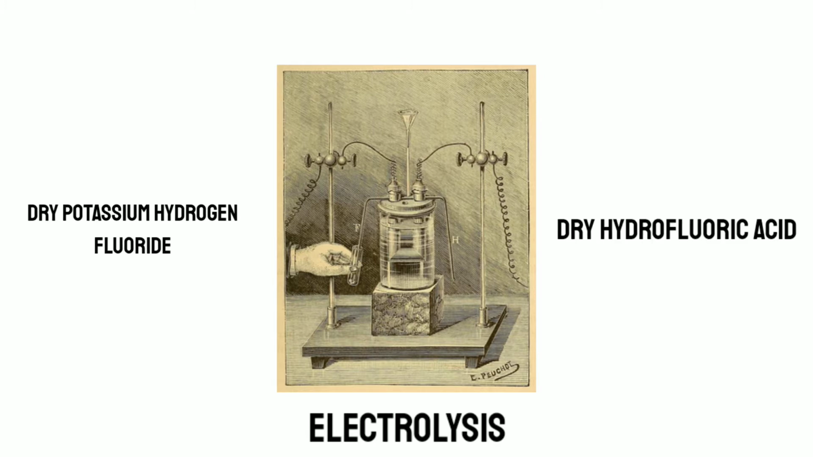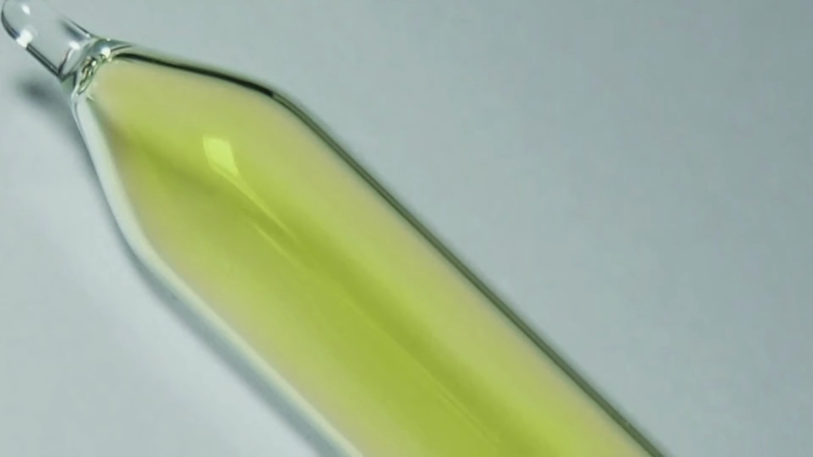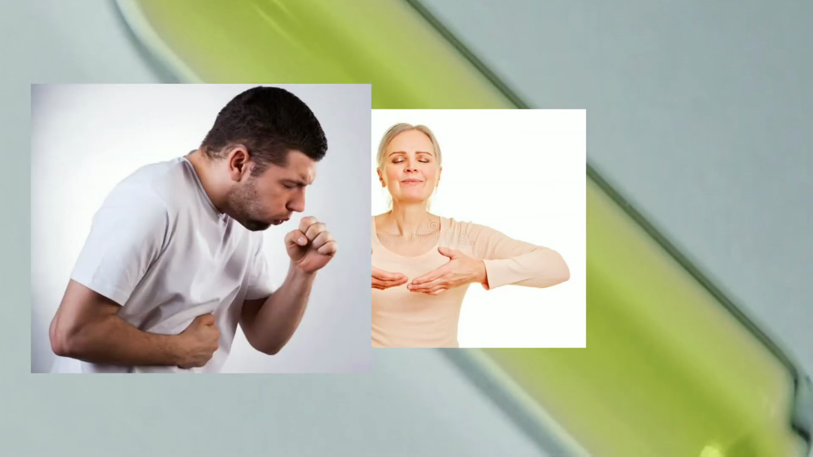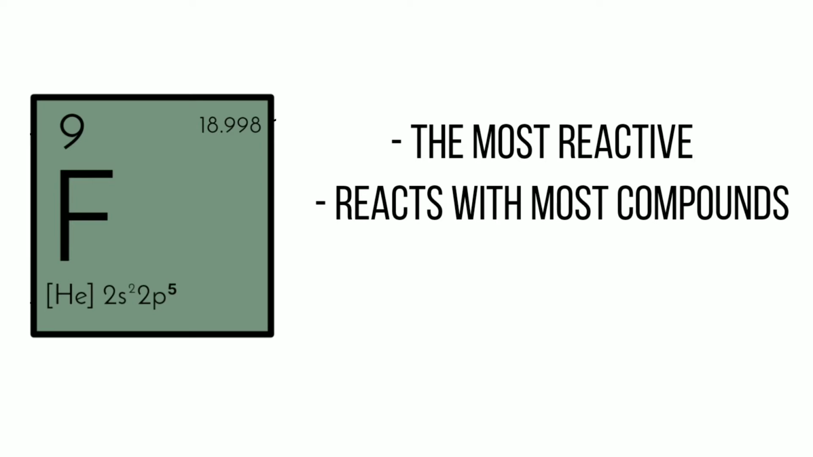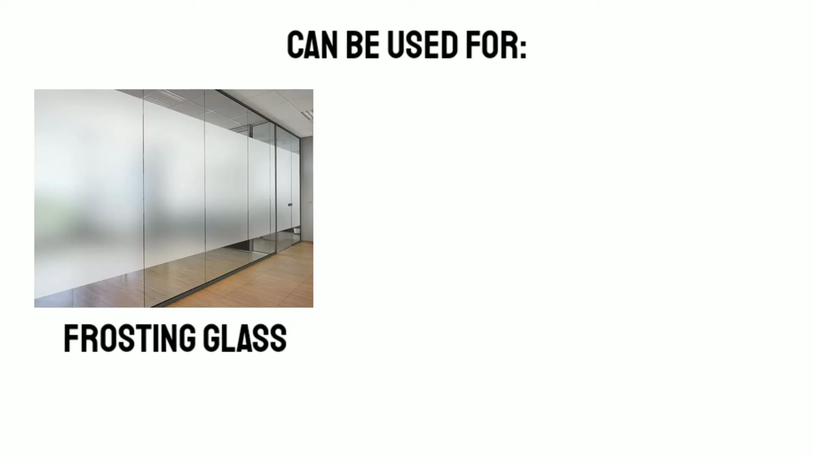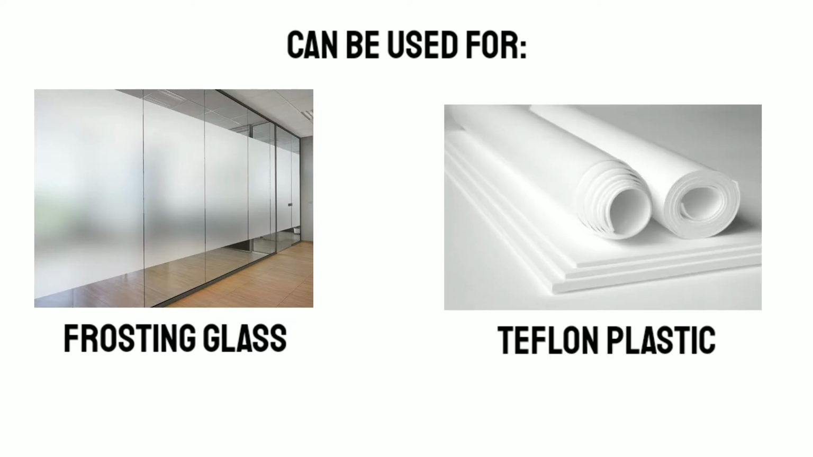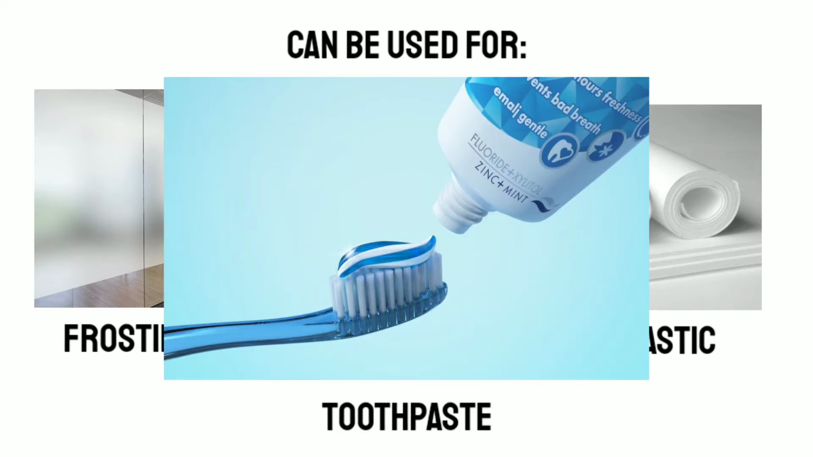Fluorine is a pale yellow gas with a strong odor. Inhaling the gas is dangerous, as it can irritate the lungs, causing coughing and/or shortness of breath. Fluorine is the most reactive element. It reacts with most compounds, often violently. Fluorine can be used for frosting glass, making plastics like Teflon, and several fluorine compounds are added to toothpaste to prevent tooth decay.